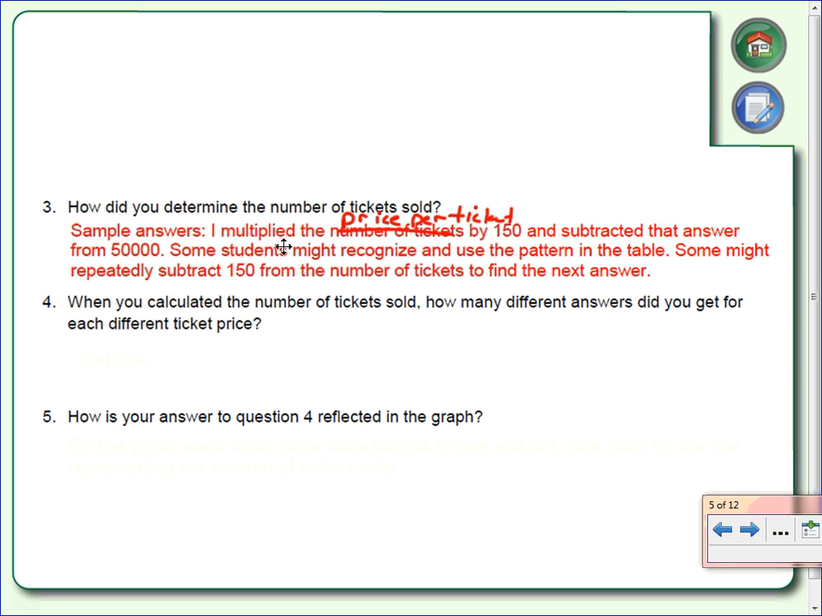That's all you have to write, just the first sentence. I multiplied the price per ticket by 150, and then we subtracted that from 50,000. That's all I need you to write down.